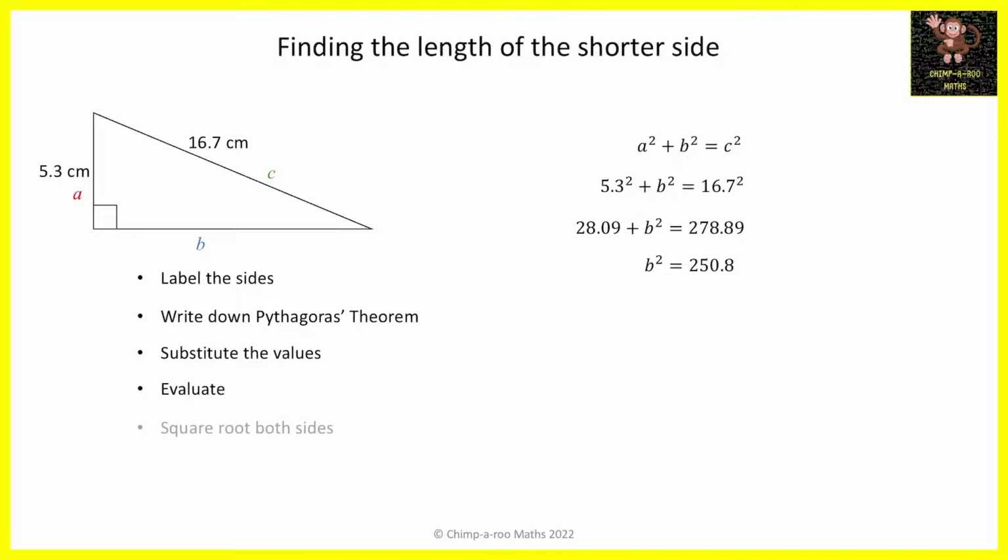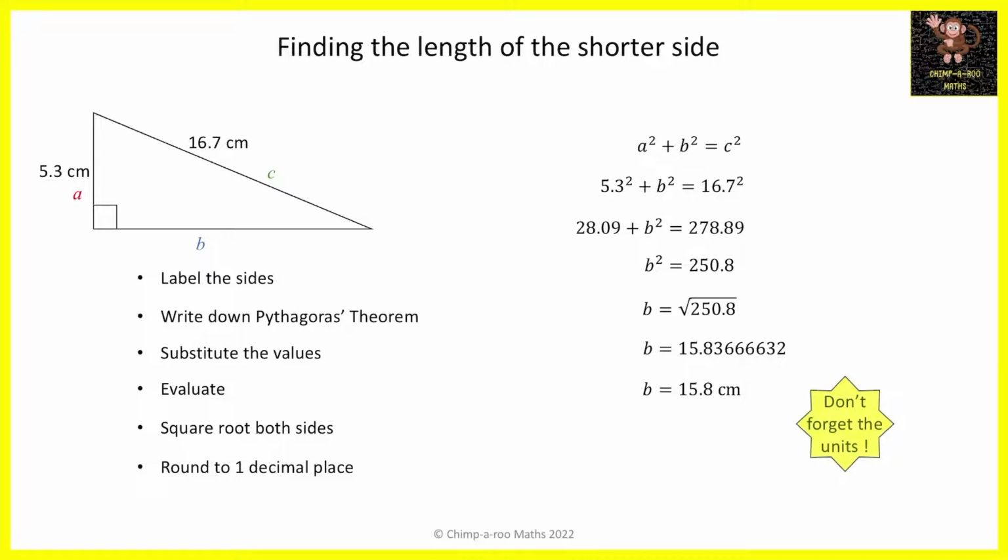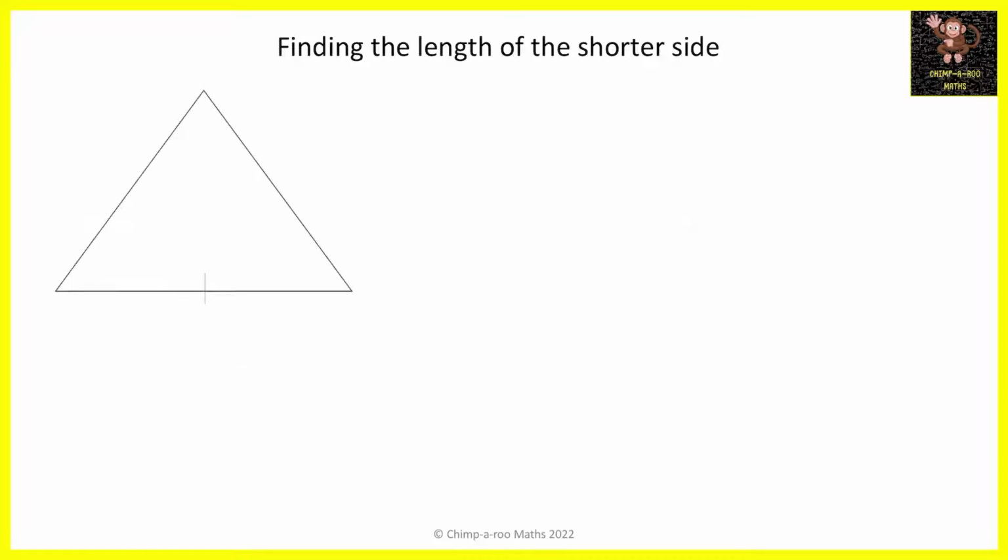Then we can square root both sides. So b will be the square root of 250.8. Pop that into your calculator and it gives you a long decimal, but when we're answering questions we like a sensible answer, rounded to an appropriate degree of accuracy. So let's go for one decimal place in this case. So b is 15.8, and again don't forget the units, because that's what the question is asking in this case. You're given the lengths of two sides with the units. We need to know the units for the third side.